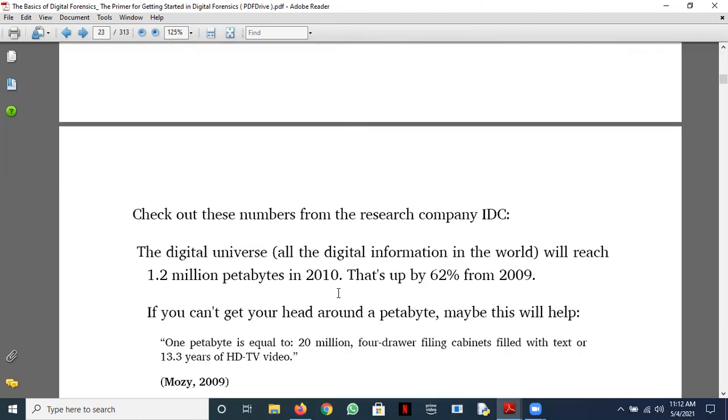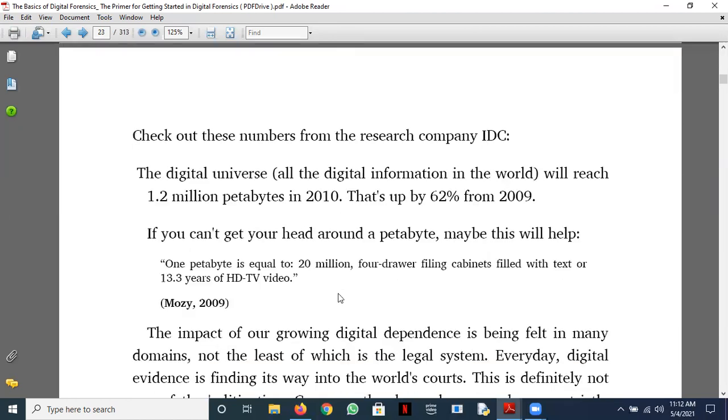And for a layman, you understand what a petabyte is. This is an old figure: 1.2 million petabytes of data in 2010. We have gone beyond that also. Do you know the units that we're using right now? Petabyte is one unit. Like our hard disk is a terabyte, right? What is a terabyte, Sanju?